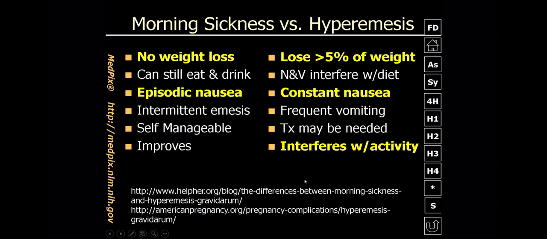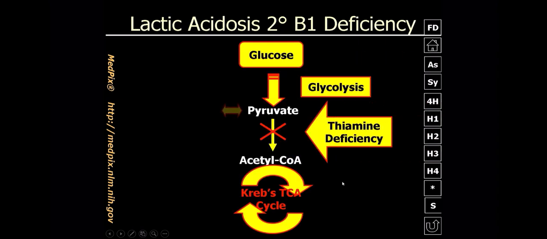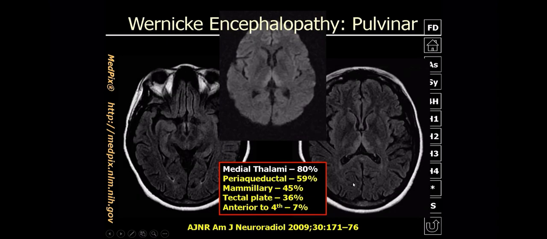The differential between normal morning sickness and hyperemesis is that hyperemesis interferes with activity, they lose weight, and they're constantly nauseous. So just to go back to biochemistry 101, thiamine is important for conversion of pyruvate to acetyl-CoA. If you don't have the thiamine, then the patient's going to have a lactic acidosis, and that's going to be aggravated by giving them glucose.